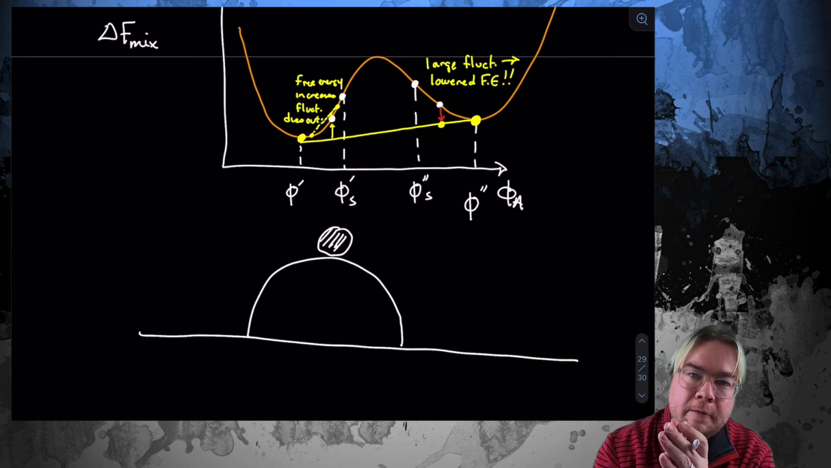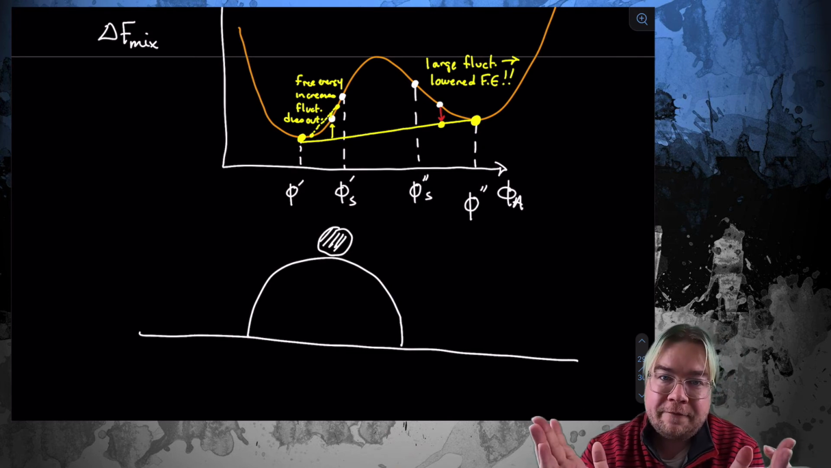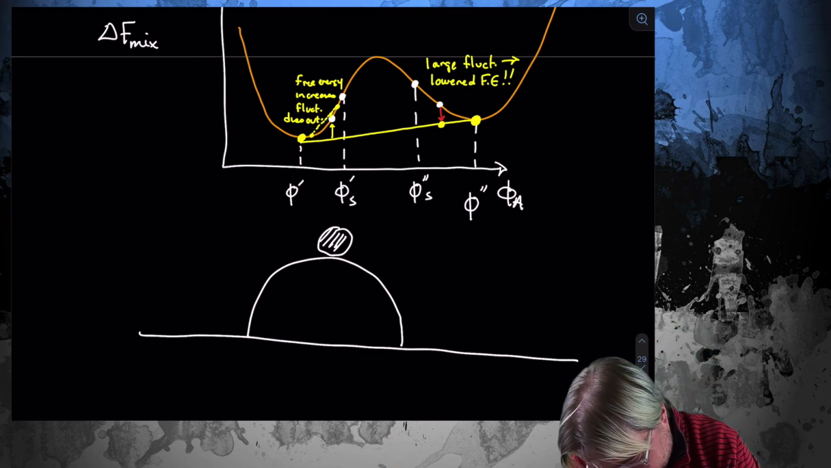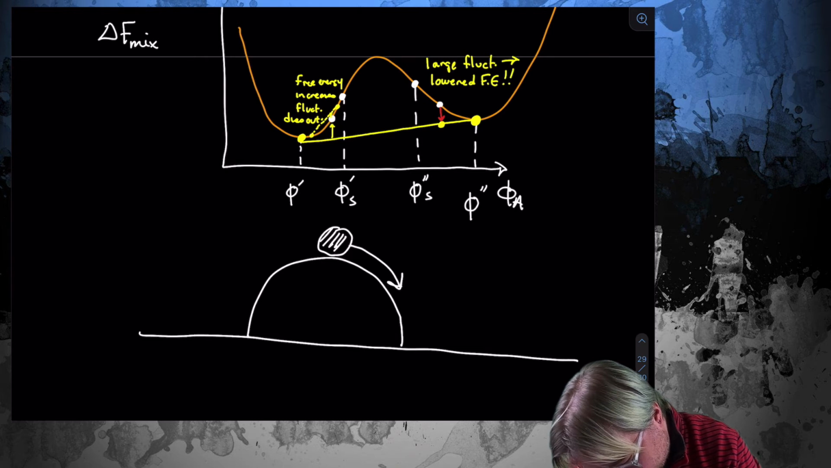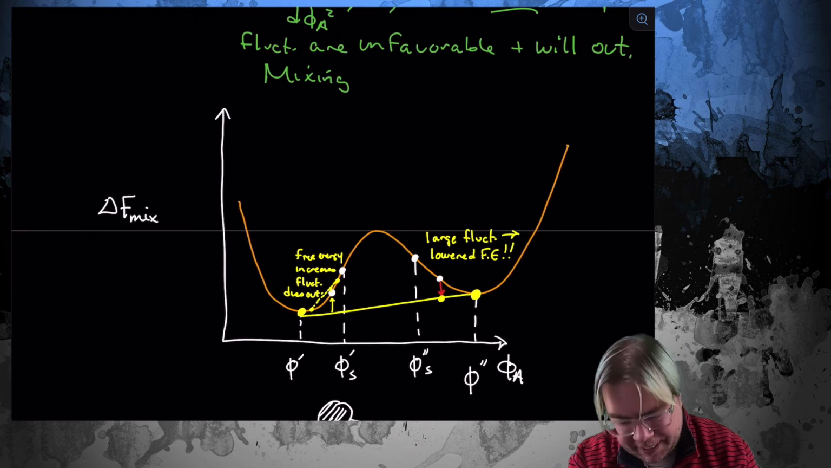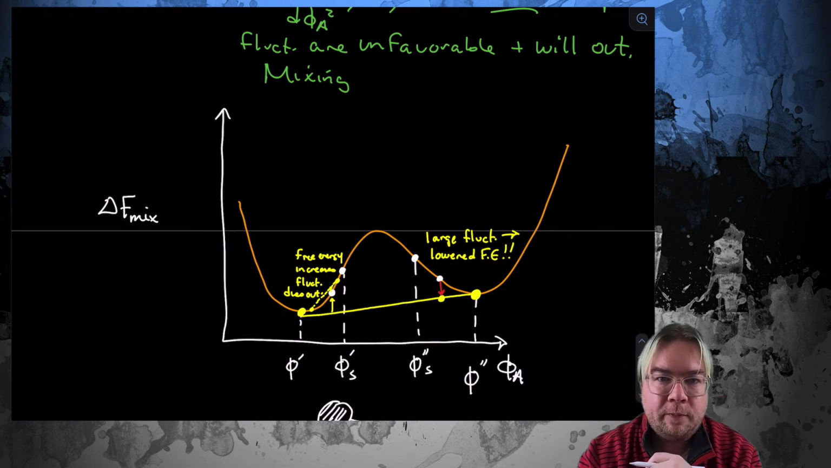Where I had a ball on top of the hill, it might sit there for 10 years and be just fine. But if the wind comes by and there's just big enough of a fluctuation, then this position will shift and the ball will roll off the hill. So the same thing is applying in this case between the binodal and the spinodal point.